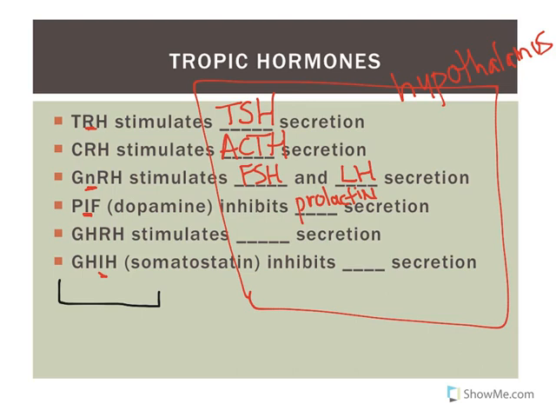GHRH is growth hormone releasing hormone that stimulates the secretion of growth hormone by the anterior pituitary gland. And the last one, growth hormone inhibiting hormone, also referred to as somatostatin. I often use somatostatin other than GHIH. That inhibits the secretion of growth hormone.